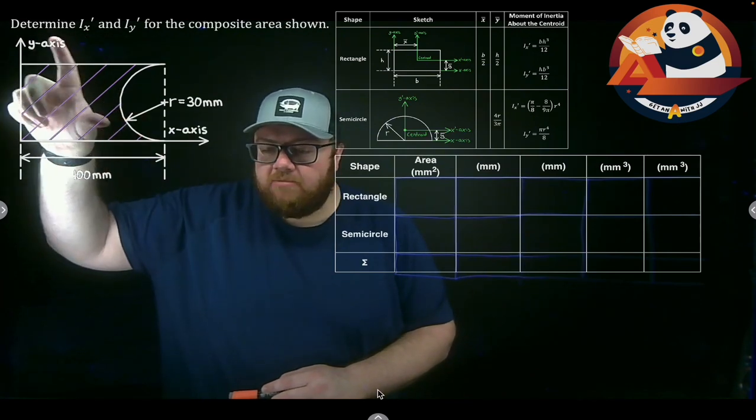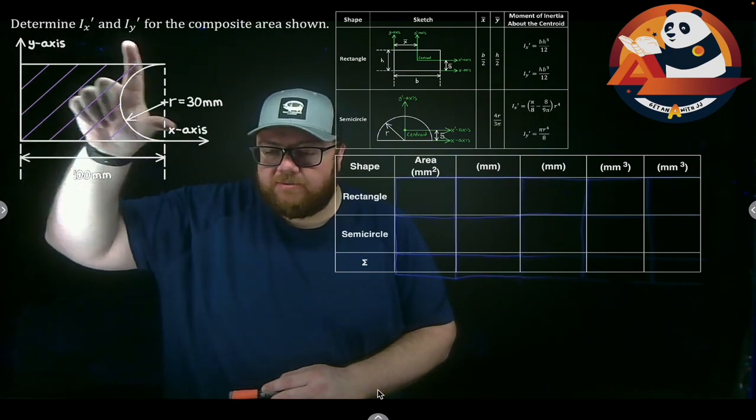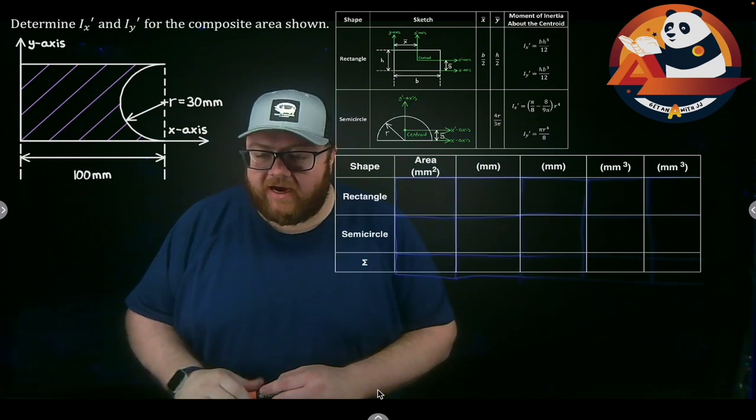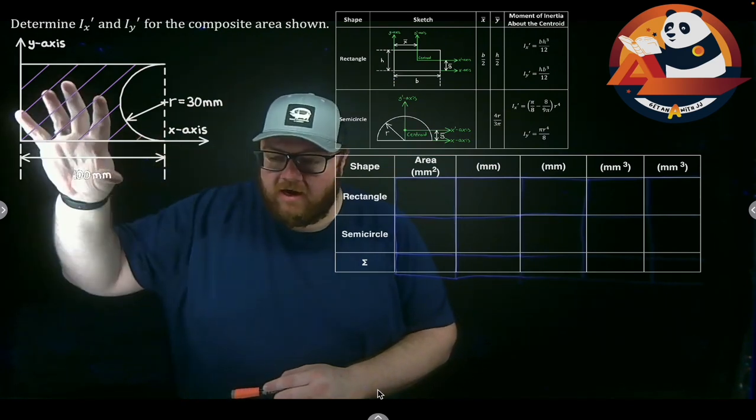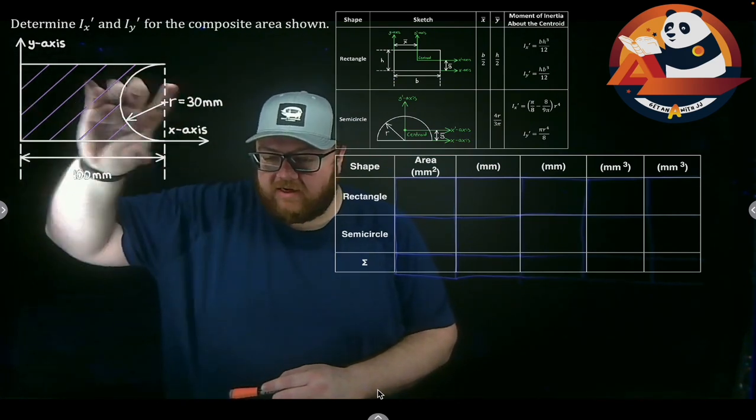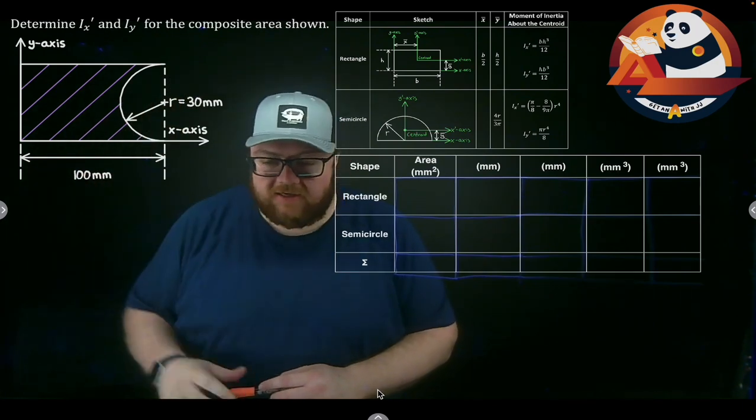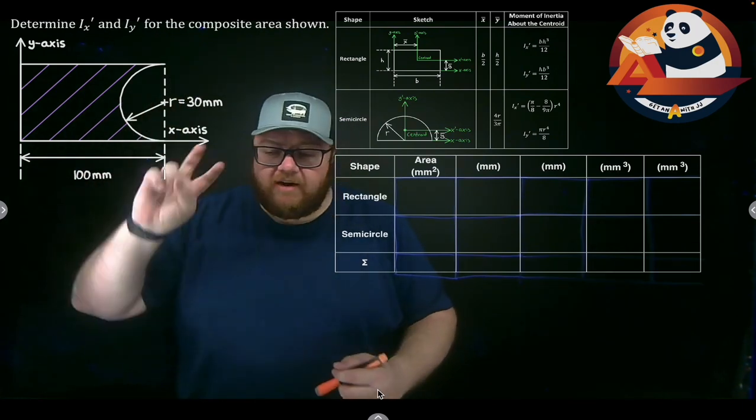So we're going to find our moment of inertia about our centroidal x prime and y prime axis. So two sets of calculations here for the area we have shown: a rectangle with a semicircle cut out of the edge of it. For us to do this, we're going to have to do two things in here.